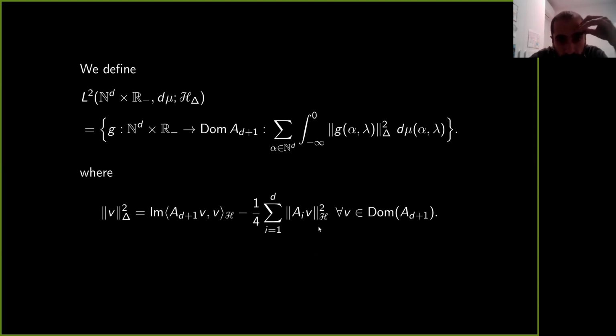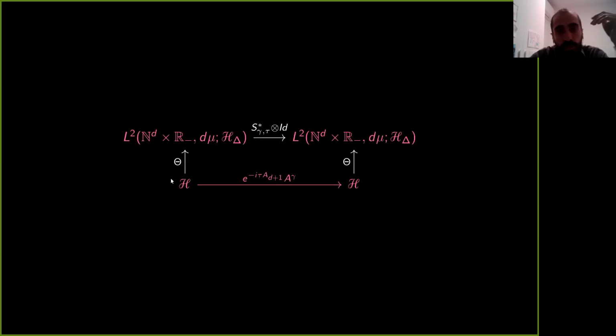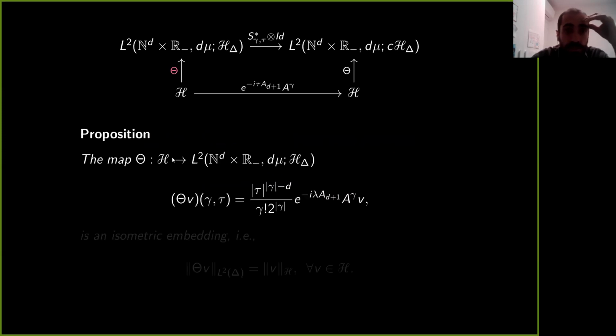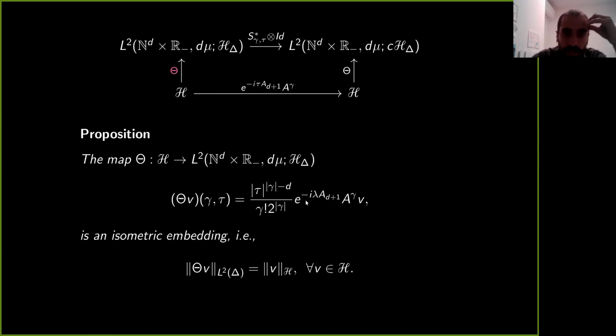Okay, and so here is where our dissipative condition on the operators plays a role. Now, I told you what all these objects are. Theta, as you can imagine, is an isometric embedding from our space to this L2 space, and here is the isometric embedding explicitly given. We do have this isometric embedding.